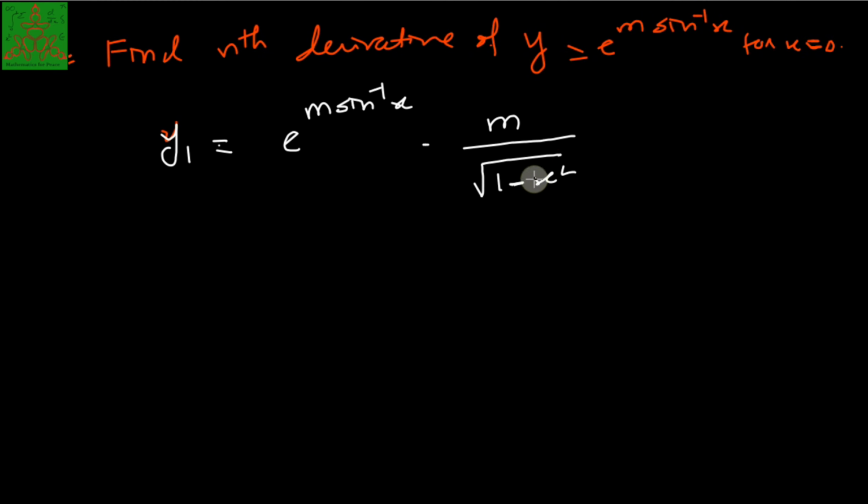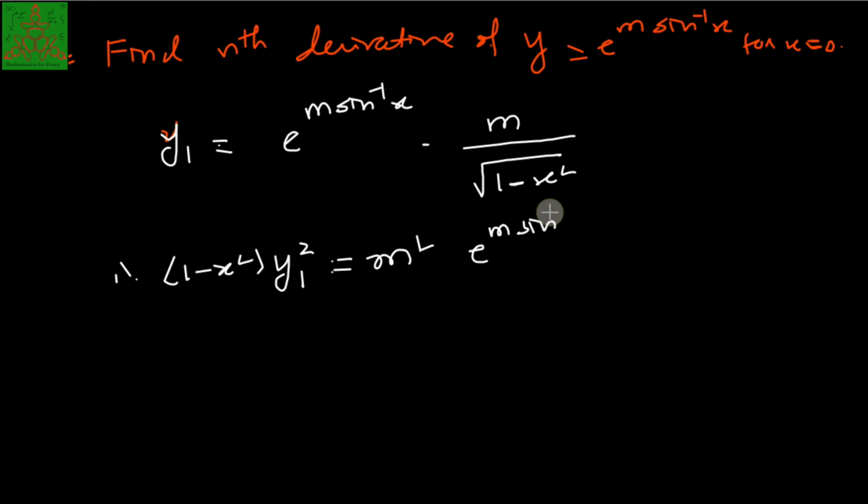And if I take this square root on the other side and square, it leads to (1 minus x square) y1 square is equal to m square (e^(m sin⁻¹x)) whole square. But this quantity is nothing but y, so it will give me m square y square.